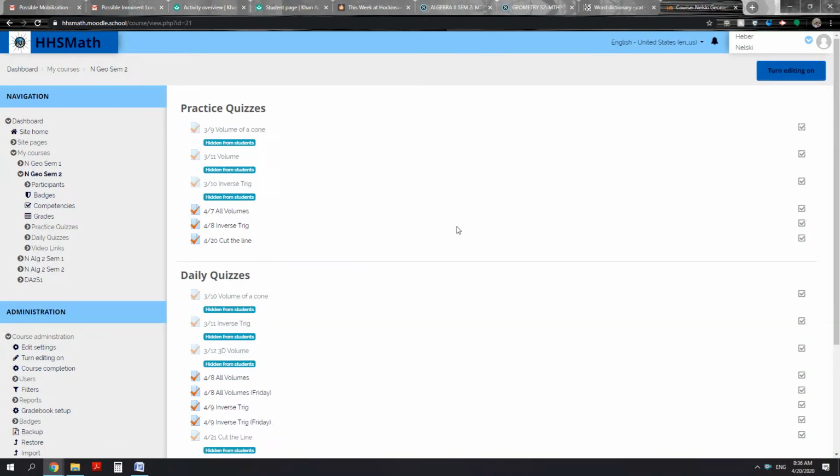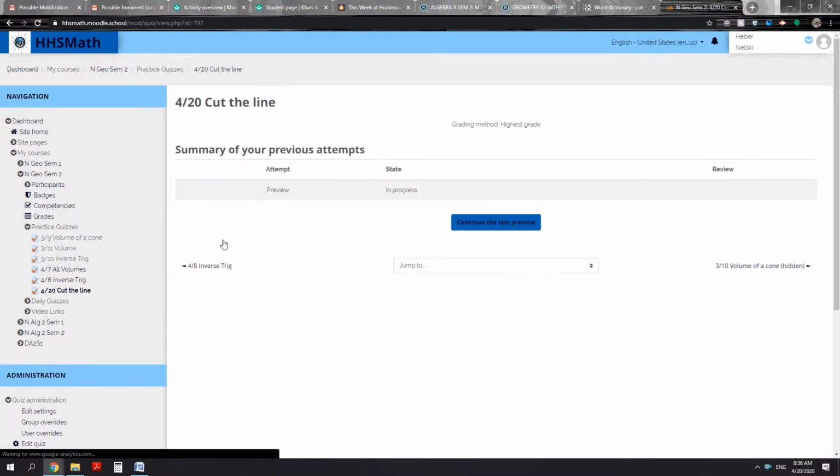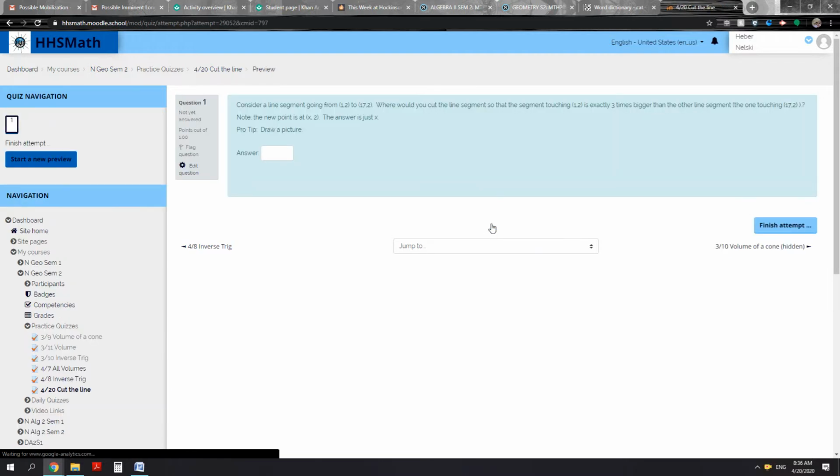Okay. So today's practice quiz is called Cut the Line. I am going to continue the last preview. Consider a line segment going from 1, comma 2 to 17, comma 2. Where would you cut the line segment?